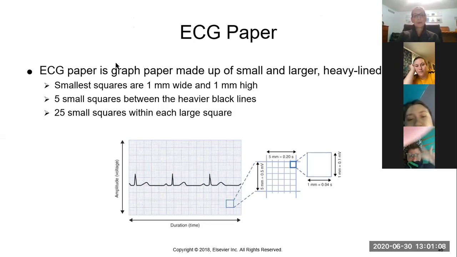Okay, the paper is like a graph paper. It's made up of small and large lines. We've talked already about this, but the smallest squares are 1 millimeter wide and 1 millimeter high. 5 small squares between the heavier dark black lines. Okay, and then 25 small squares within each large square. So this is just kind of showing you the breakdown.